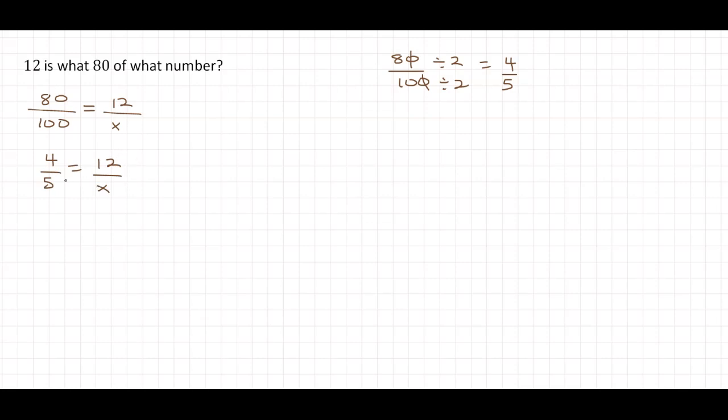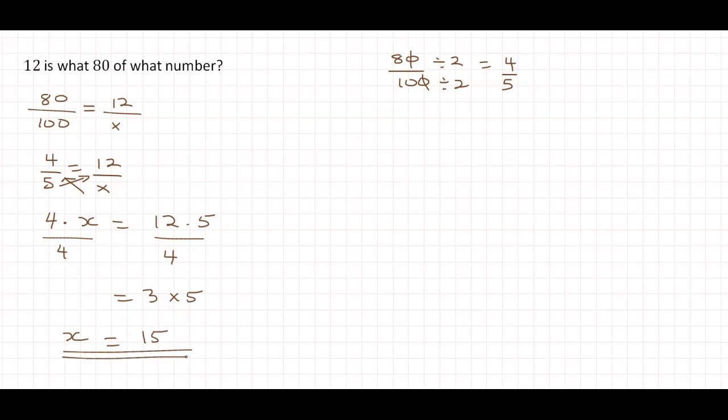So 4 over 5 is equal to 12 over x. So now let's go ahead and do our cross product. So this is going to give us, let's actually go to a different line. 4 multiplied by x is 12 multiplied by 5. So we want to isolate x, so we divide by 4 on both sides. 12 divided by 4 is 3 multiplied by 5. So x is equal to 15. So what this means is that 12 is 80% of 15.